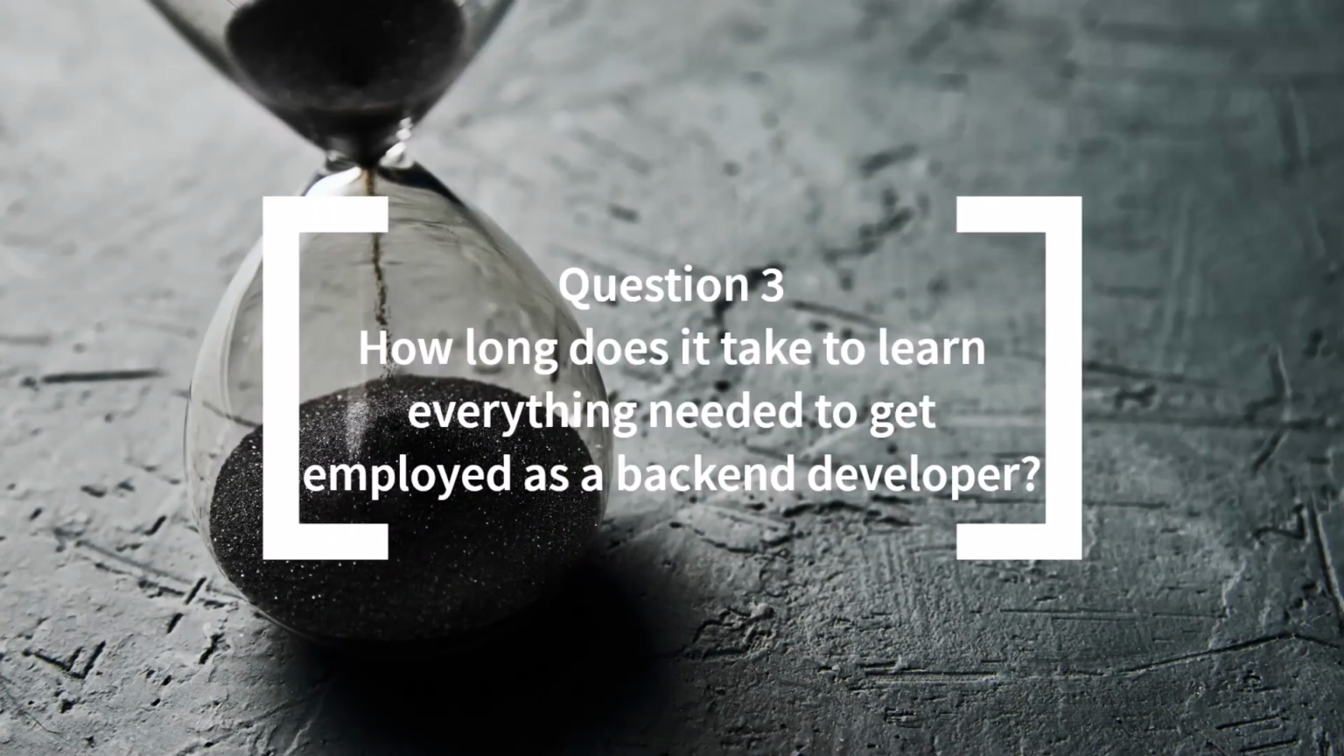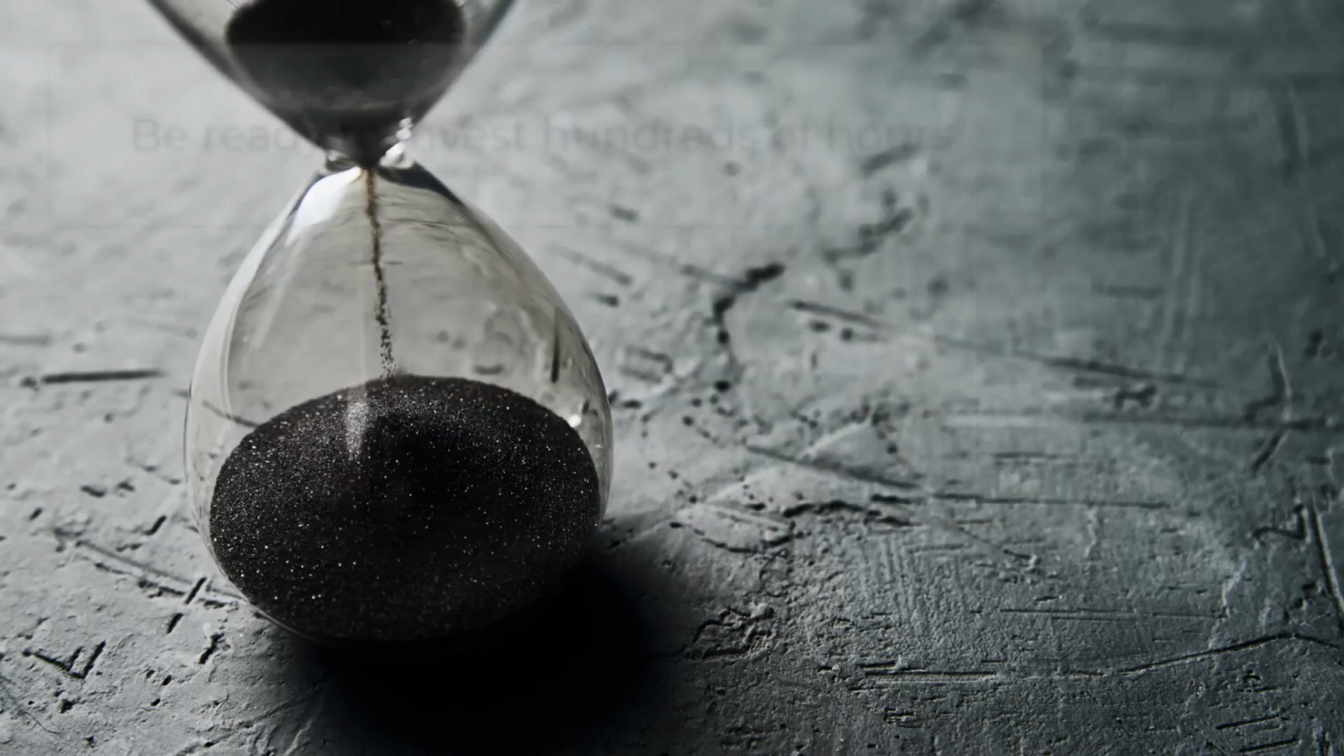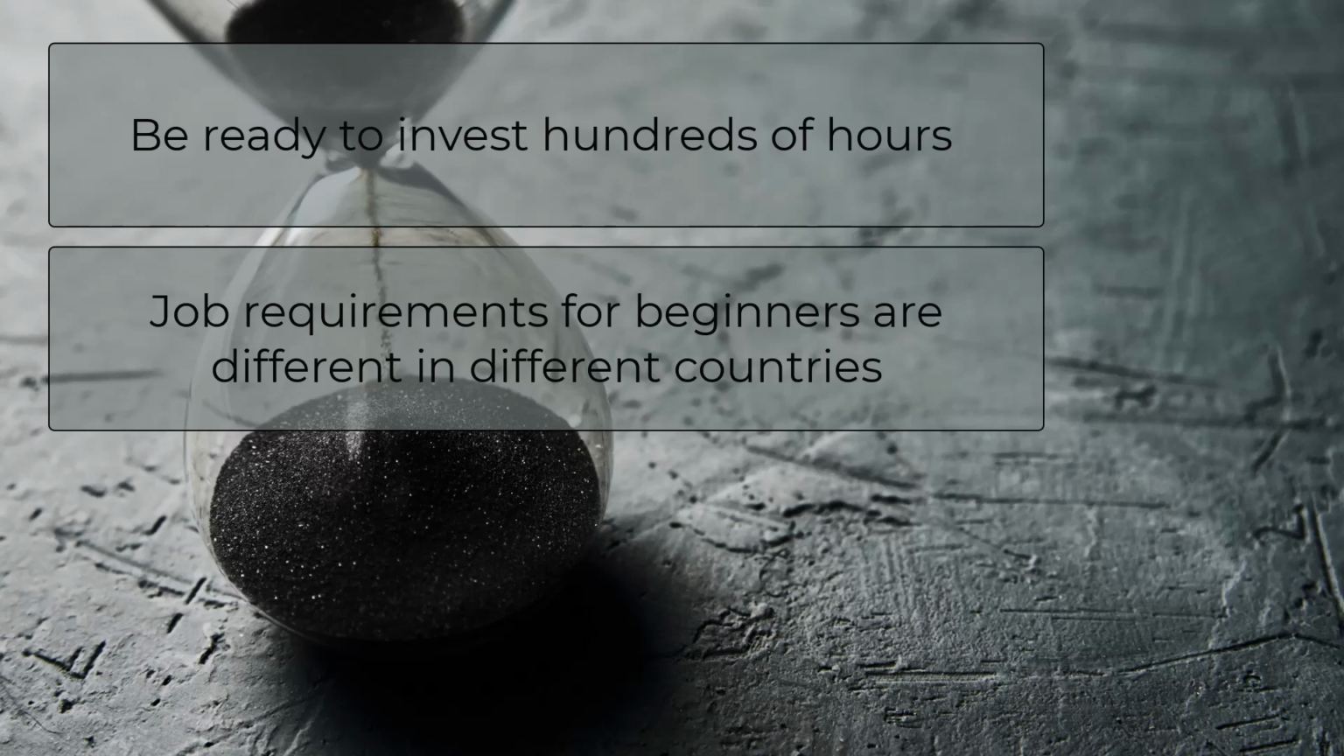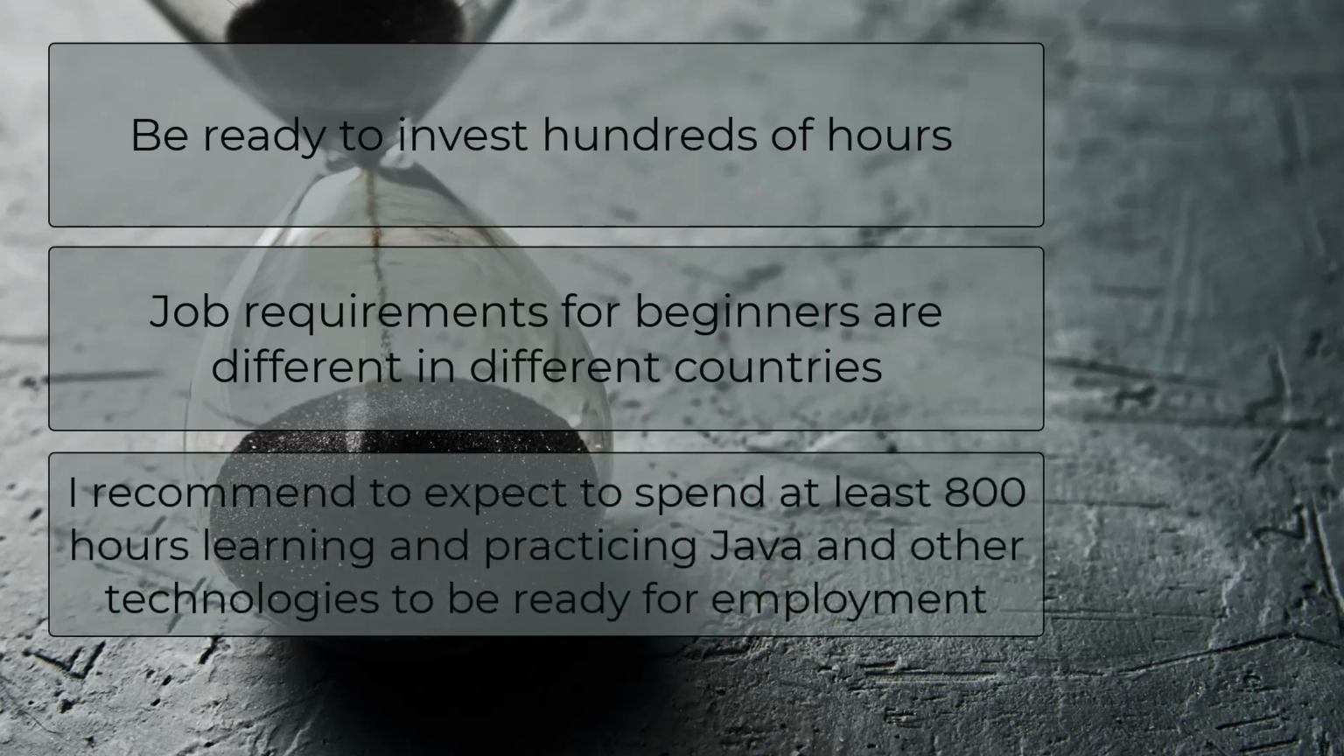Very important question: how long does it take to learn everything needed to get employed as a backend developer? What you really need to become a backend developer is time. Don't expect to learn backend and get a job offer fast. All courses that say something like "learn Java in 2 months" are just lying. Be ready to invest hundreds of hours of your time to get a decent level in the backend and get employed. There are different situations in different countries and the rough number of hours you need to spend learning Java may differ, but I'd expect to spend at least 800 hours learning theory and practicing.